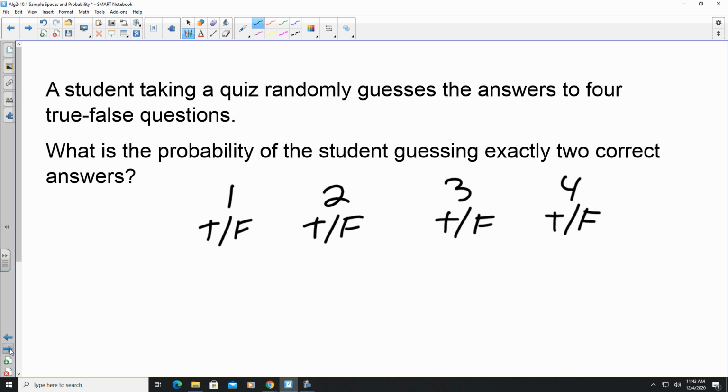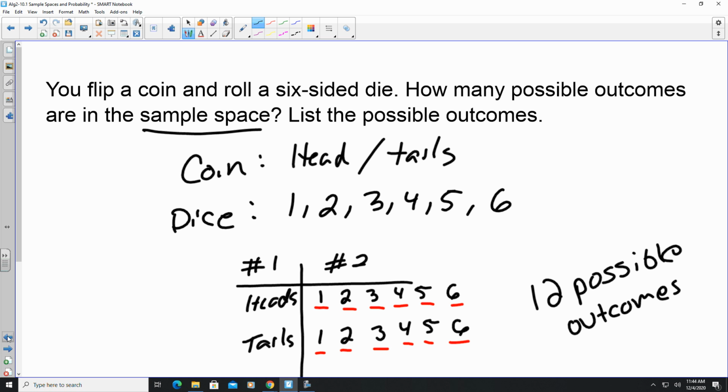So they want to know what is the probability that this student got exactly 2 right. So not at least or at most, they want to know exactly 2. So the first thing that we've got to do is figure out how many possible outcomes are here. Well, you could make the list of the sample space like we did before, but you could also think about it like this.